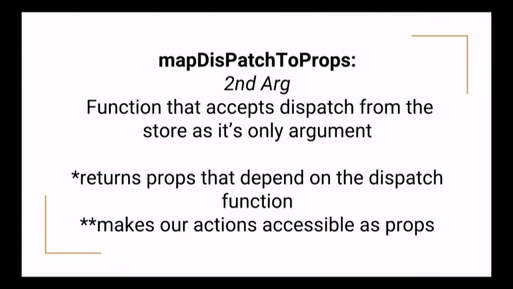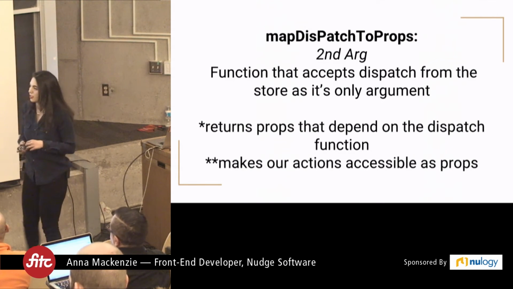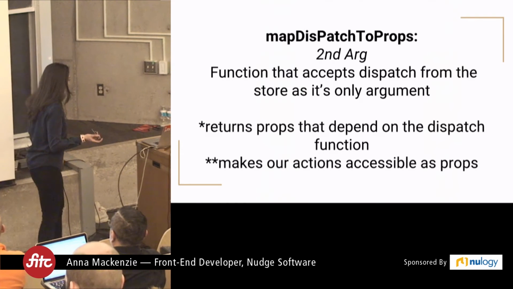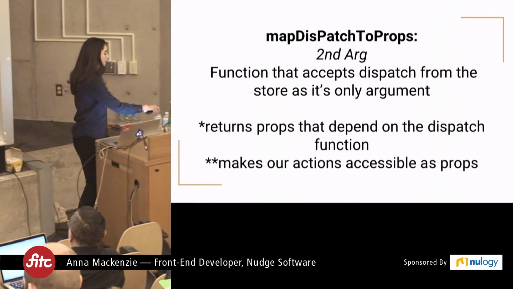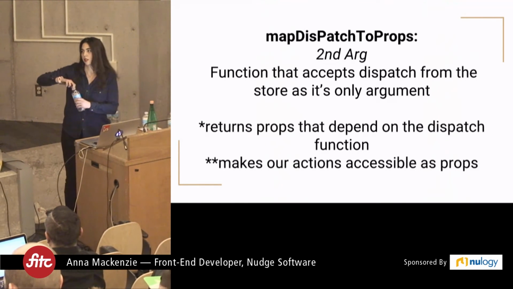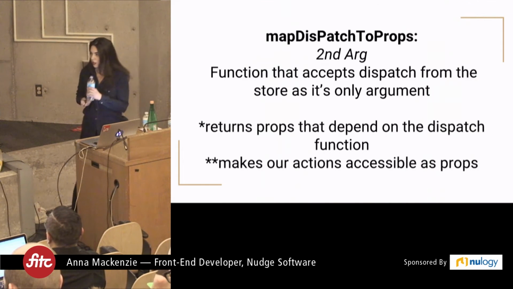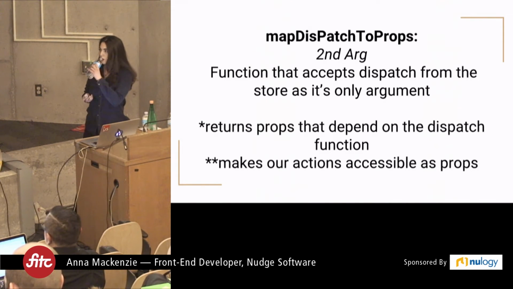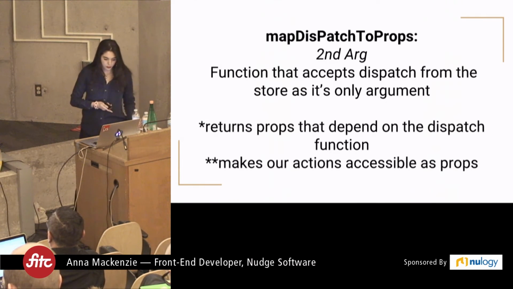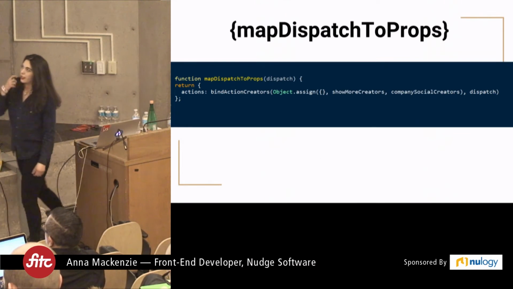Second argument. So the second argument is map dispatch to props. And it's basically mapping the things that need to be dispatched. The action creators need to be dispatched, and it makes those action creators accessible to us on the component that we care about. Looks like this.